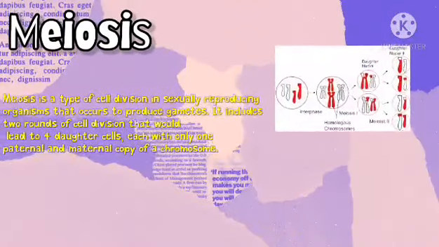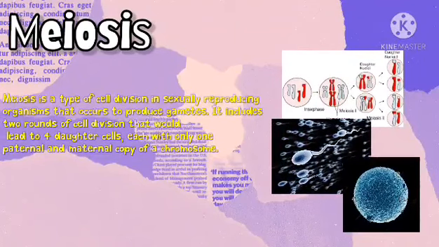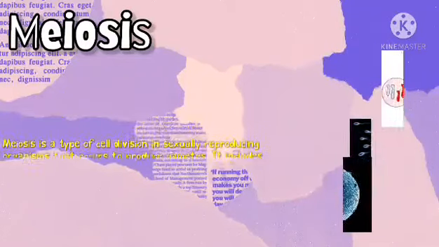Meiosis is a type of cell division in sexually reproducing organisms that occurs to produce gametes, or the sperm and egg cells. It includes 2 rounds of cell division that will lead to 4 daughter cells, each with only 1 paternal and maternal copy of a chromosome.